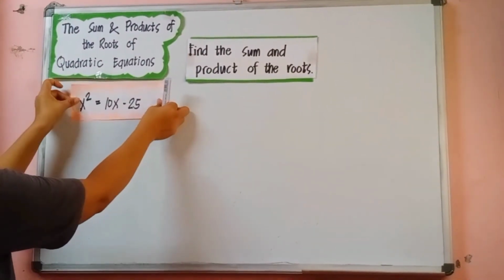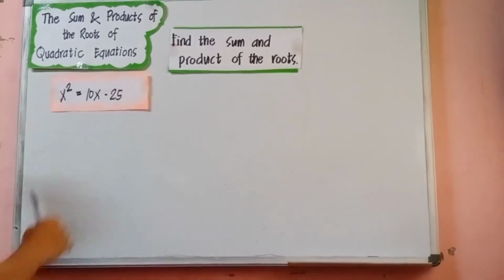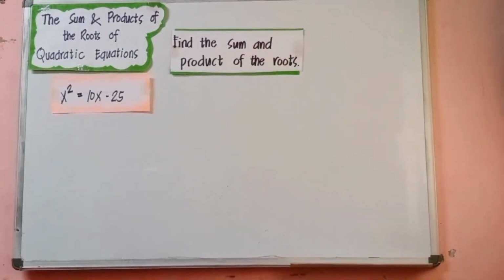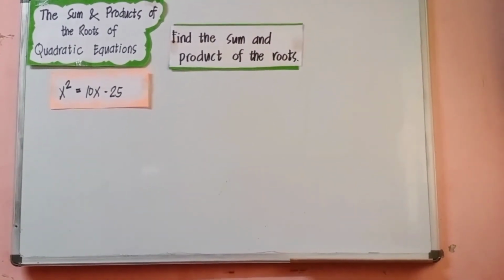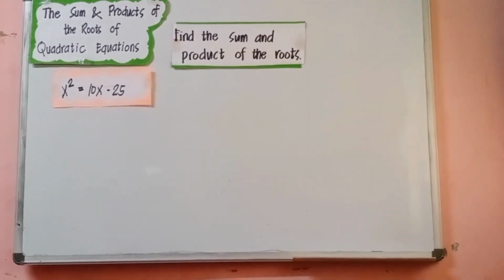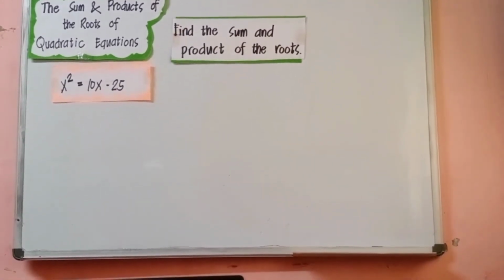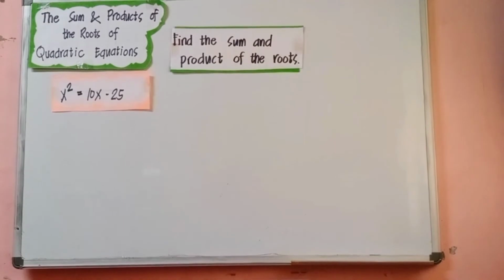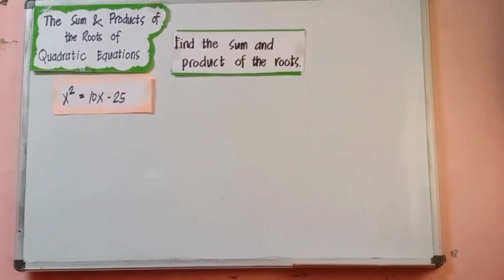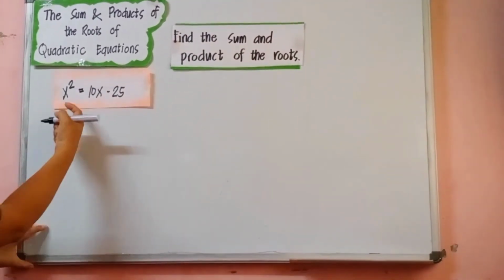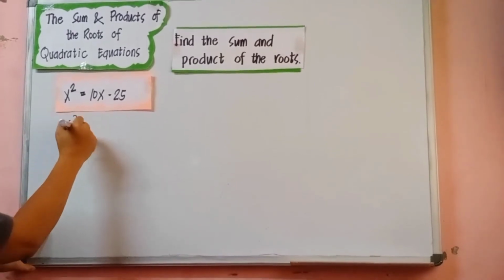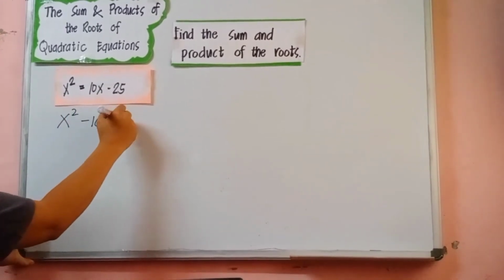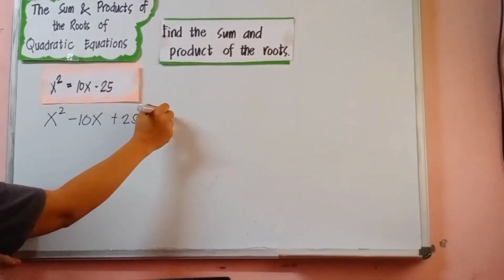Another example, x squared is equal to 10x minus 25. Now, this example is given not in standard form. So, before finding the sum and product of the roots of this equation, we need to set this first into the standard form so that the signs will not be messed up. So, changing this into the standard form, we have x squared minus 10x plus 25 equals 0.